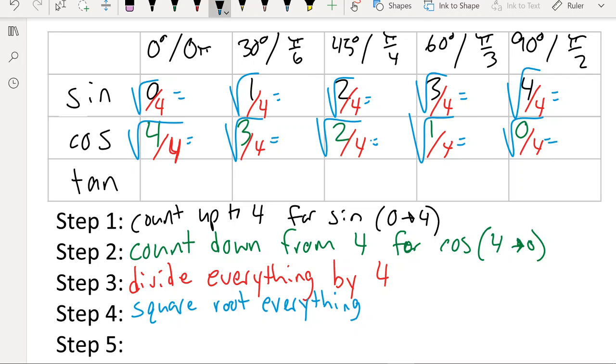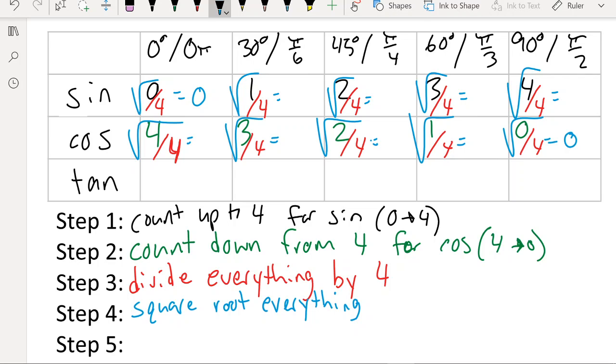0 over 4, well, 0 over anything, I should say, is 0. And then the square root of 0 is 0, so this is just 0. And by the way, you don't need to do all of this 10 times. You only need to do it 5 times, because they all repeat, right? So the sine of 0 is the same thing as cosine of 90. The sine of 30 is the same thing as the cosine of 60, right? So they all repeat. You only need to do this 5 times here.